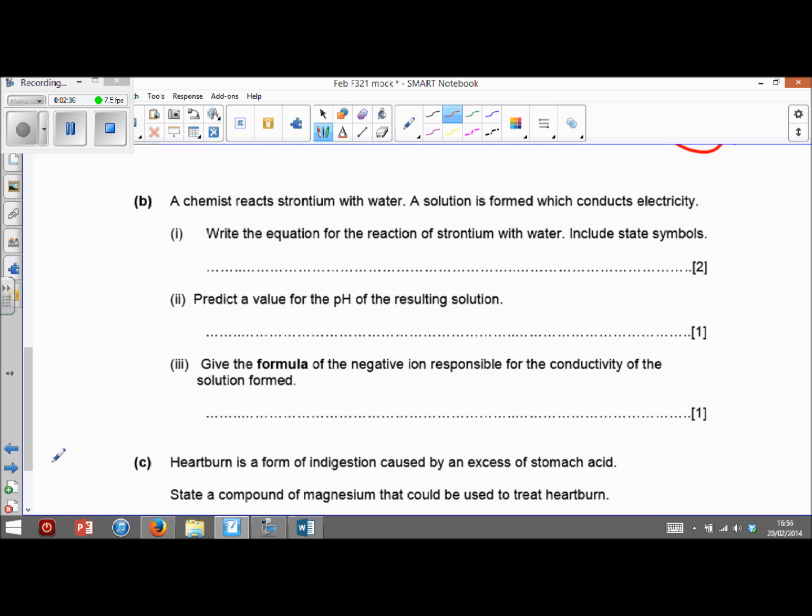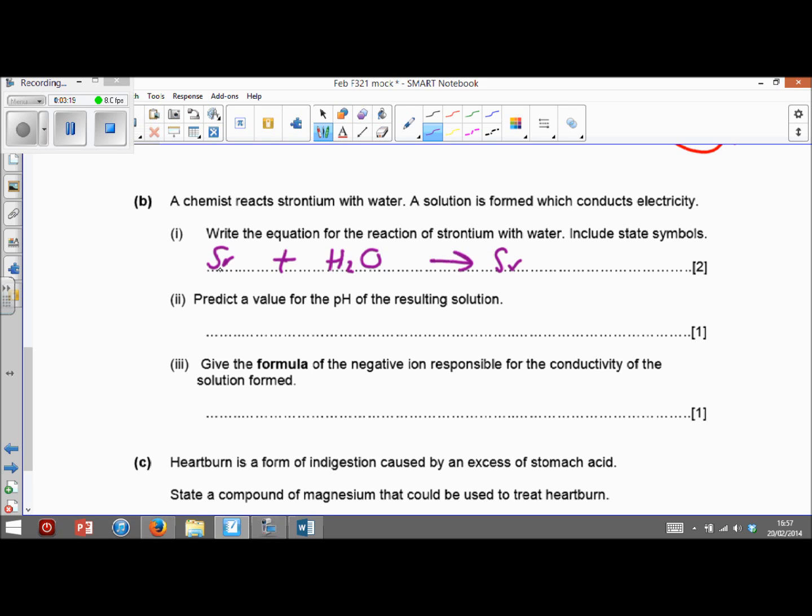Chemists react strontium with water. A solution is formed which conducts electricity. Write an equation for the reaction of strontium with water, including state symbols. So the formula for strontium is Sr. And it tells you it's reacting with water. Okay, it doesn't give you any more indication of what you get, but it tells you that the solution conducts electricity. Now, if you're reacting strontium with water, you're going to get strontium hydroxide.